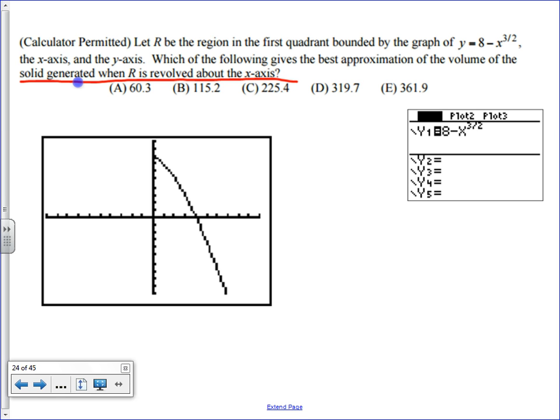So where is it? Here? It's the first and the fourth quadrant, right? Zoom. Got it, R. What's going on with that R? It's revolving. About? Last year should have taught you, how do you show revolving?